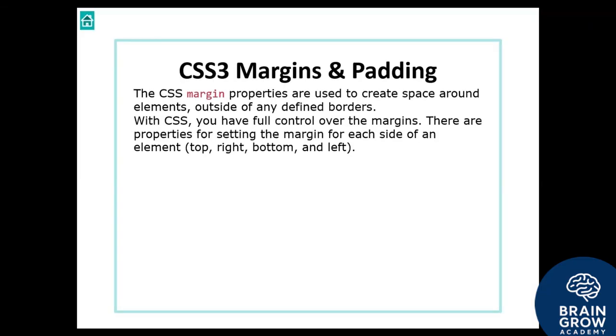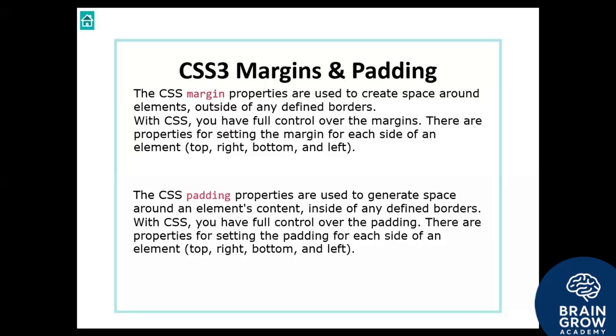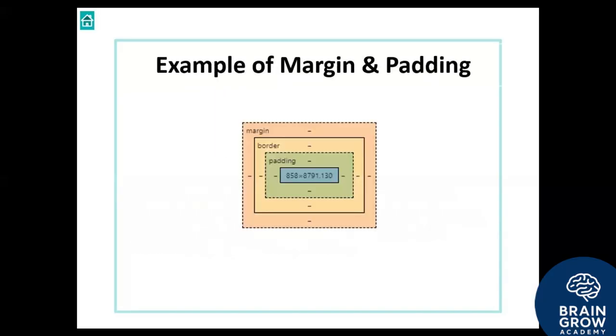So the margin refers to the space around the element's border, and the only difference between margin and padding is that padding is the inside area while margin is the outside area. Let's have a look at an example. You can see that a box is drawn here, so this inner part is the content. The area covering the content is called padding. Then we have the border, and lastly the area covering the border is the margin.